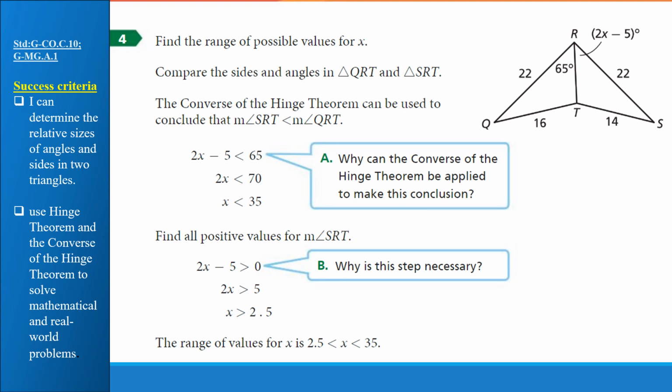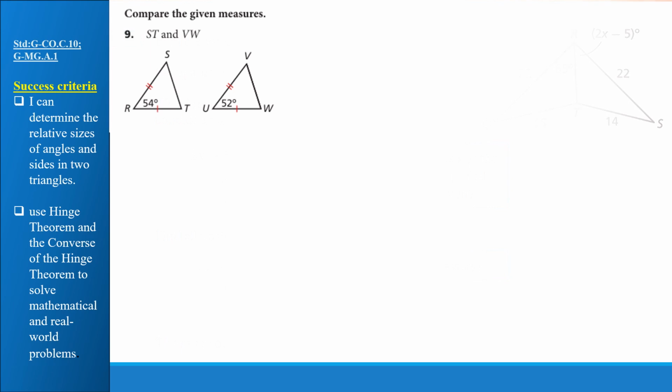Try to understand this question now. ST and VW, just compare the measures. Okay, so first I am telling you which sides are congruent. We will write everything. So we can say that RS is congruent to, for the first triangle, what is the name of the first triangle? It's RST. Now we have to compare it with UVW. I have to compare these two triangles.